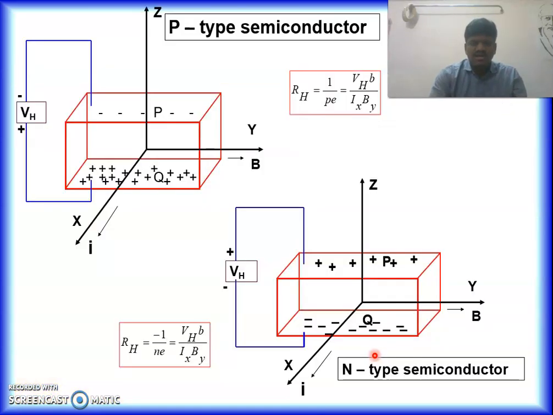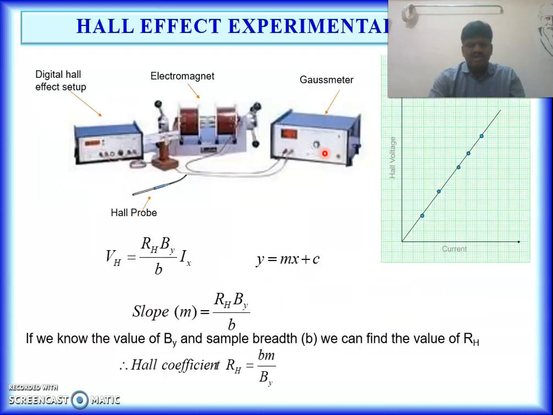What is the difference between p-type and n-type semiconductors? If you see the Hall coefficient, in the case of a p-type semiconductor, it is a positive quantity and gives 1 by Pe. In the case of an n-type semiconductor, it is a negative quantity, minus 1 by Ne. So this polarity tells us what type of semiconductor it is. And we can also find the carrier concentration of electrons or holes if you know the Hall coefficient of that material. This is the important application of the Hall effect experiment.